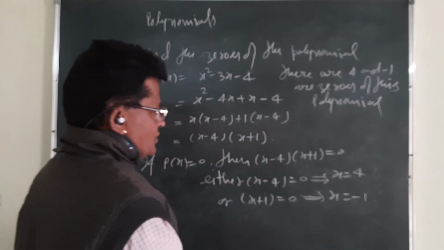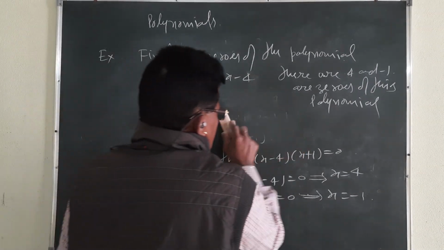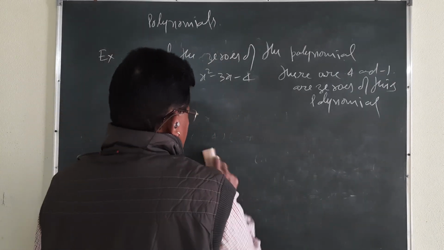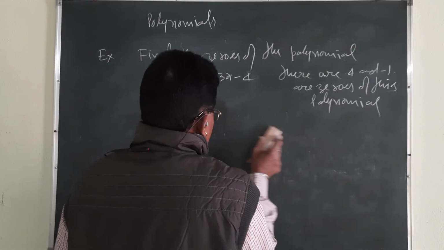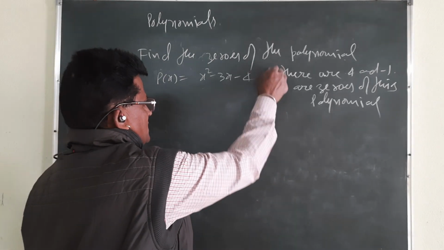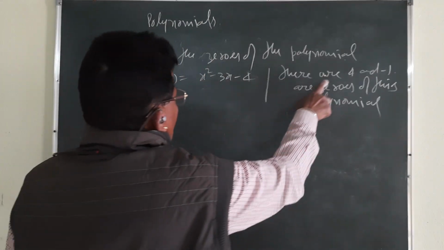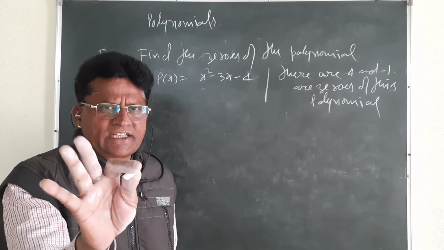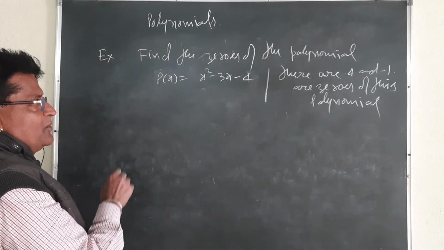My dear student, I have written this here because I will require it in the next step. Because I got x is equal to 4 and x is equal to -1. These are the two zeros of this one. As I told you, let me verify just for your satisfaction. I have given that 4 and -1, these are the zeros of this polynomial.